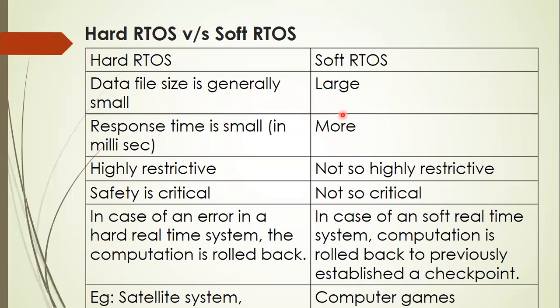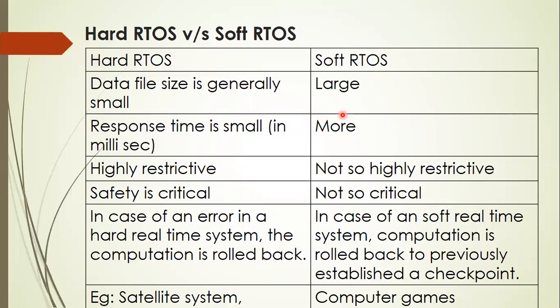Then let us see some of the major differences between hard RTOS and soft RTOS. In the case of hard RTOS, the size of the data file is small, because the computation has to be finished within exact time. It has to be completed within that limit. A 1 millisecond delay is also useless. Therefore, in hard real-time operating systems, the sensor which brings the data in the form of a file, the file size is generally small, but it is large in the case of soft RTOS.